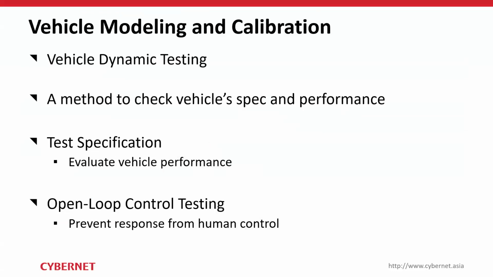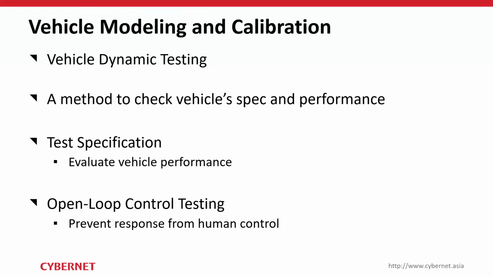After we model the vehicle, we will have to do some calibration to make sure the model works like the real vehicle. There is a lot of calibration we can do. Generally, we use vehicle dynamic testing methods. The method is used to check the vehicle's specs and performance. It means that we can easily understand whether the vehicle model is accurate enough. We can also evaluate vehicle performance by the results of testing.